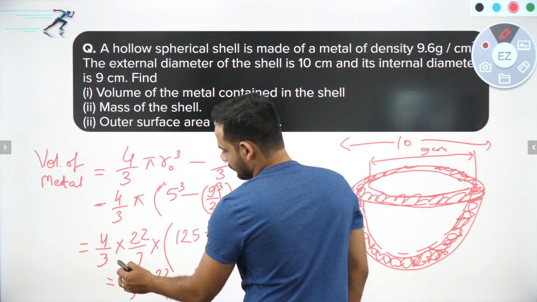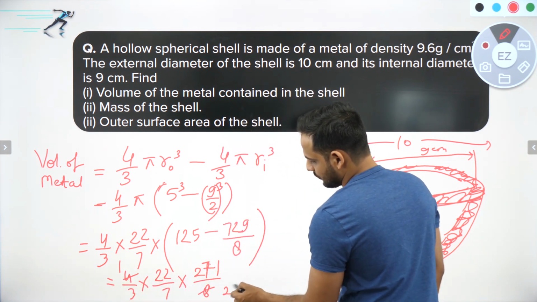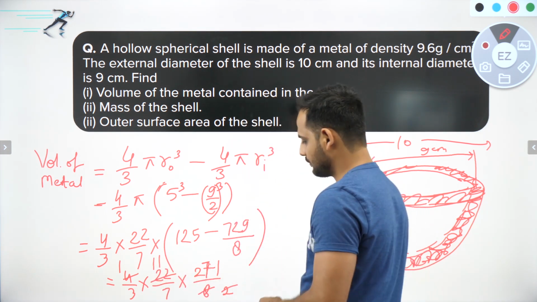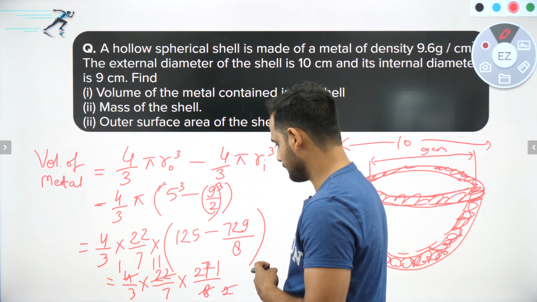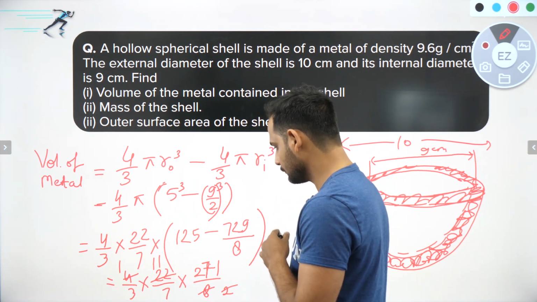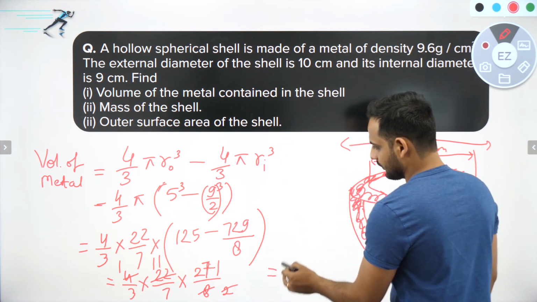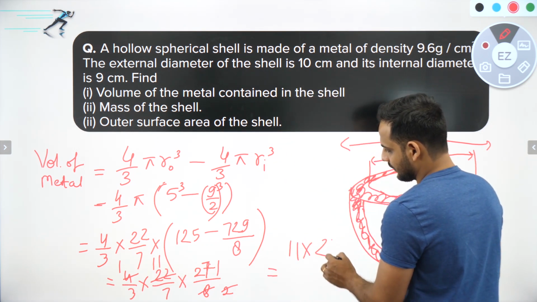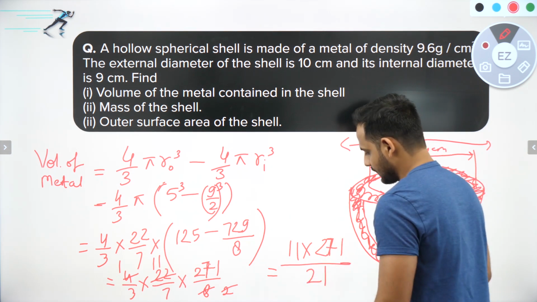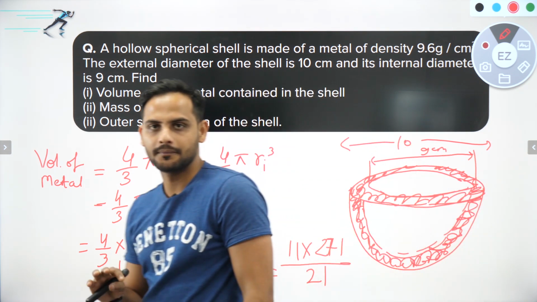Chalo. So 4 ones are 4, 2 twos are 2, two cancelled here, 11. Now 271, will it be divisible by 3? No. Will it be divisible by 7? 7 threes are 21. No. Okay, so you have to solve it as 11 into 271 by 21. So this will be your volume of the metal, right?